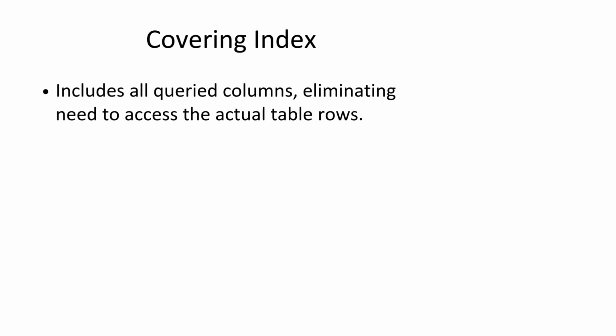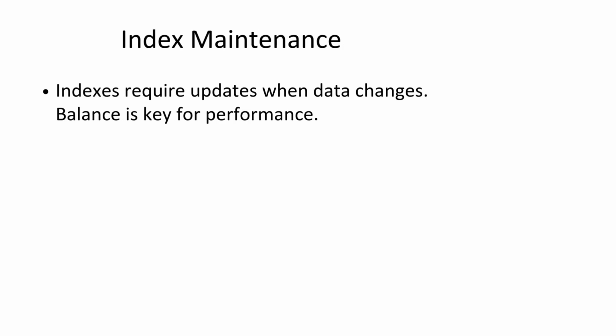Covering index. A covering index contains all the columns a query needs, so the database doesn't have to fetch the full row. This leads to faster execution, especially in read heavy applications. Index maintenance. Indexes must be updated when data changes. Too many indexes can slow down insert, update, and delete operations. It is important to review and optimize index usage regularly.